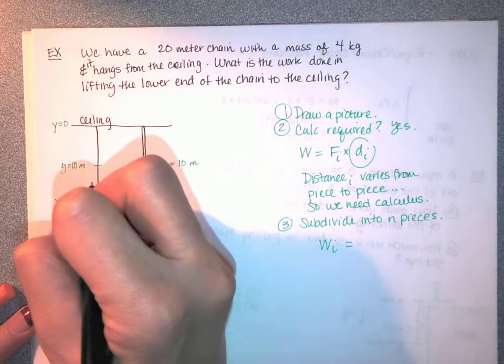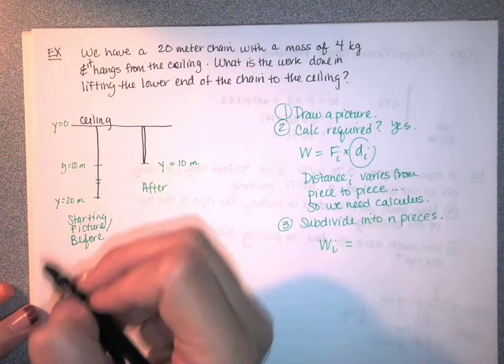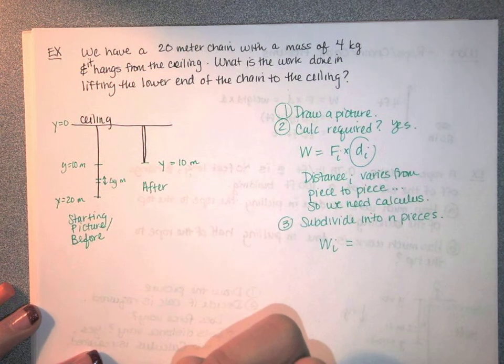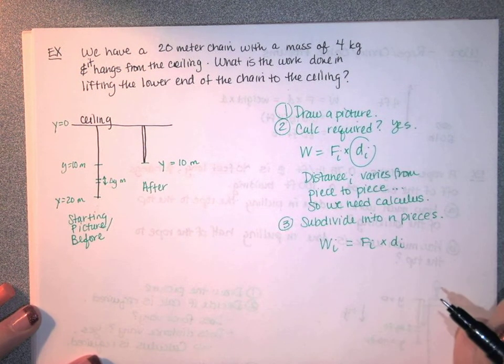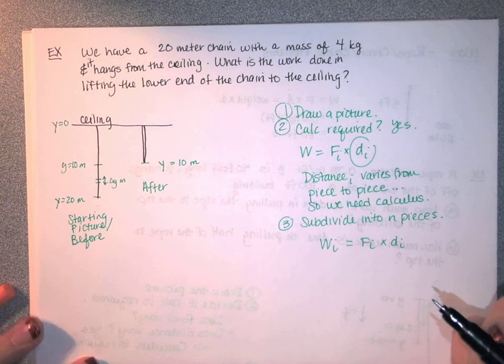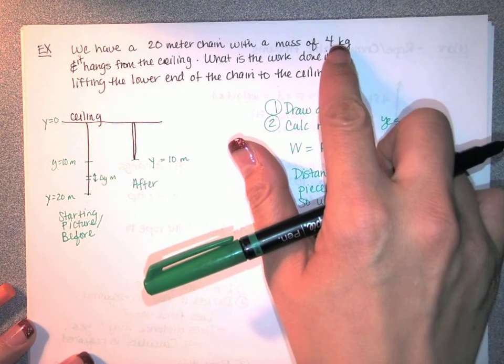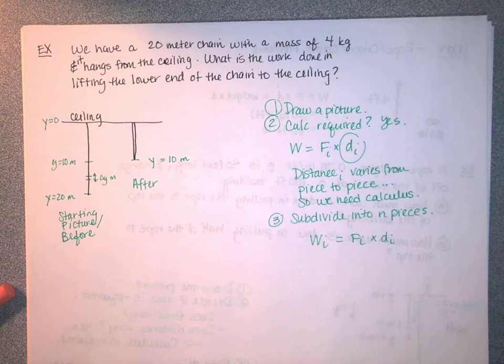So let's think about subdividing into n pieces. There's a representative piece. It has a length of delta y meters, and now we want the force acting on that piece and the distance that that piece moves through. Now we're told that the whole chain has a mass of 4 kilograms, and it's a 20-meter chain.